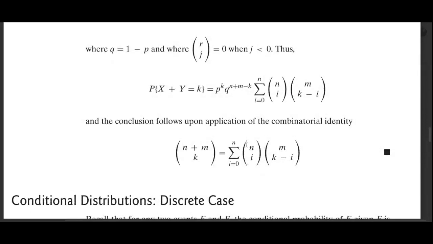Okay, so then what is this? n choose i, m choose k minus i, for the summation of all this, i equals 0 to n. That is n plus m choose k.